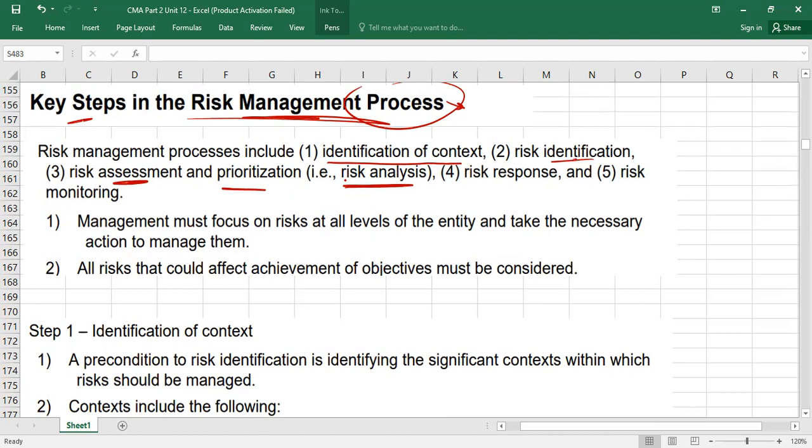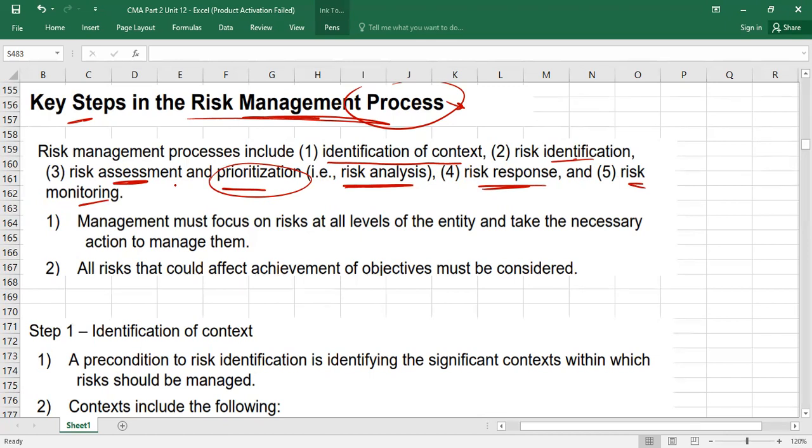And the fourth step is what? After the prioritization of risk, we need to set risk response. We need to take certain actions to mitigate those risks, right? And the fifth step is risk monitoring. We also need to monitor how your risk responses were and how effective they are, right? So these are the steps in risk management.